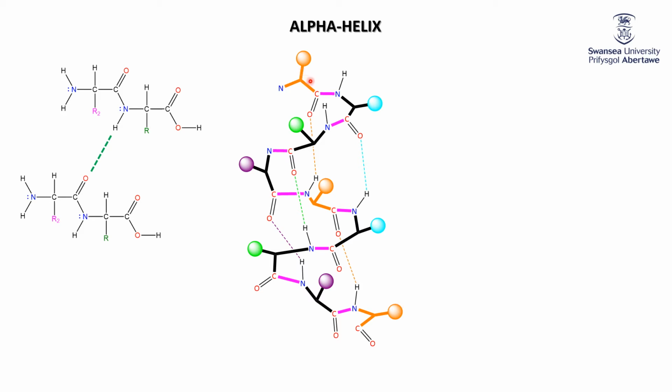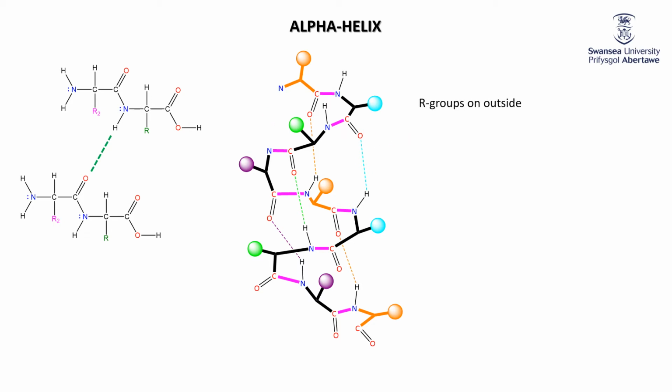Now, as I hope you notice, as this curls around, we're getting amino acids from one part of the chain hydrogen bonding with amino acids in a later part of the chain, and it's those hydrogen bonds that are keeping it in this little helical cycle.